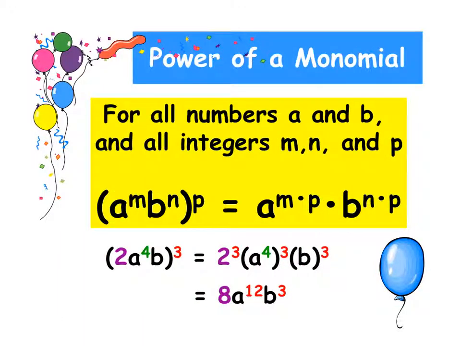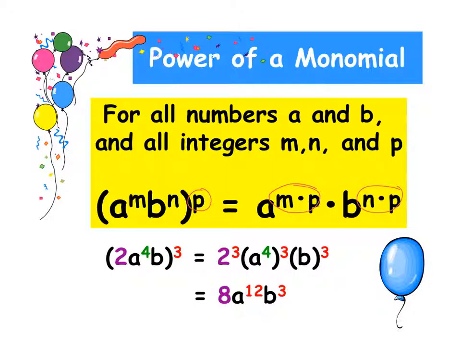Here is an example with a power of a monomial. So if I have a quantity a to the nth power, b to the nth power, and I raise it to the p power, it's the power to a power rule. I just distribute that p, and I multiply it with my exponents that are already there inside.